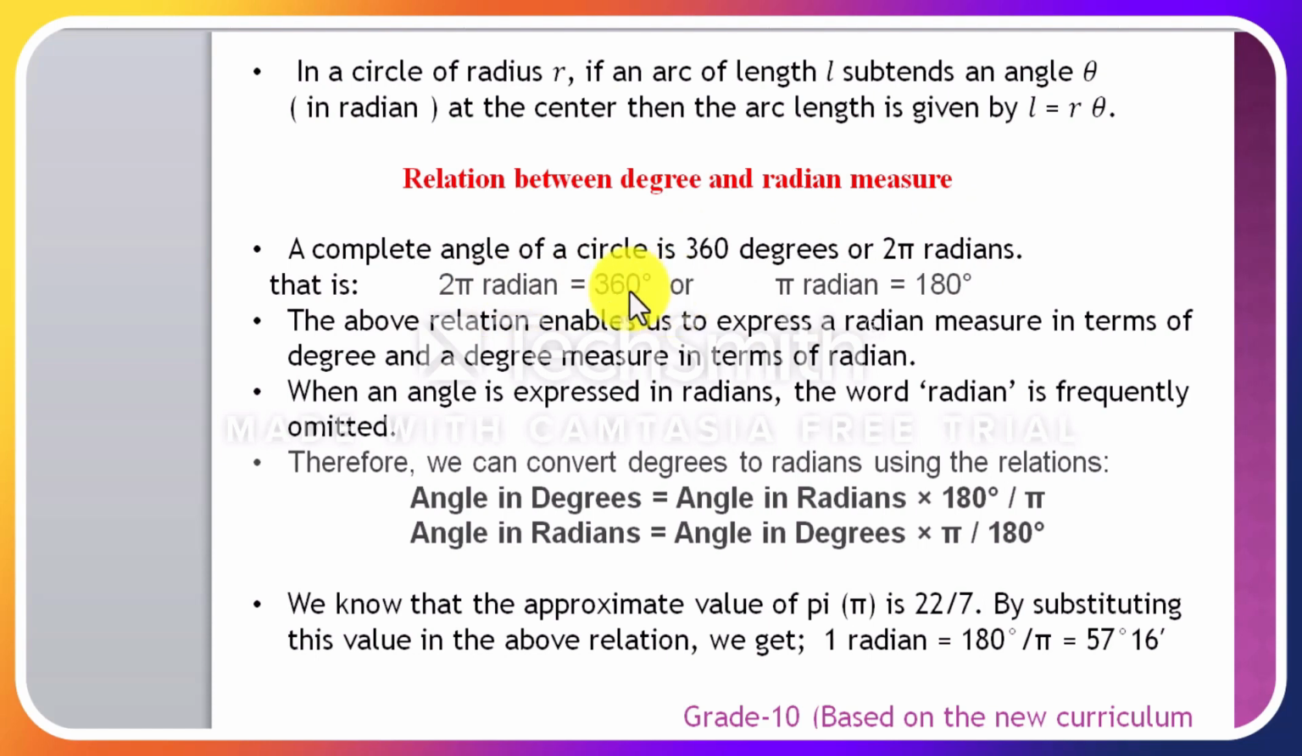360 degree. Or when we simplify this equation, when we divide both sides of this equation by 2, we get another simplified formula: pi radian is equal to 180 degree. When you divide 2 pi radian by 2, and 360 degree by 2, we get 180 degree. Therefore, pi radian is equal to how much? 180 degree.